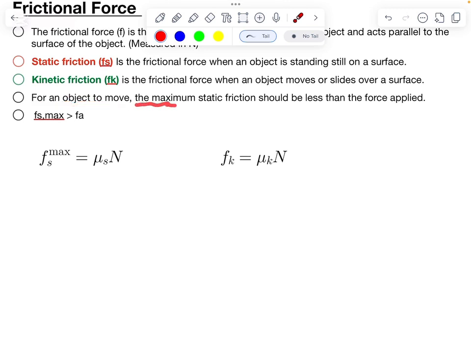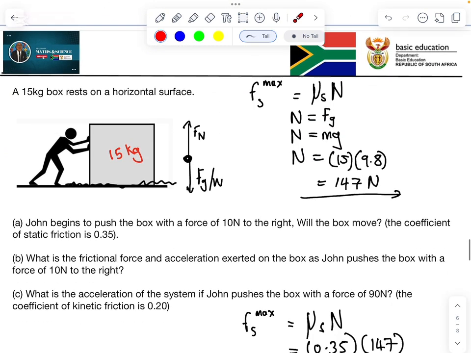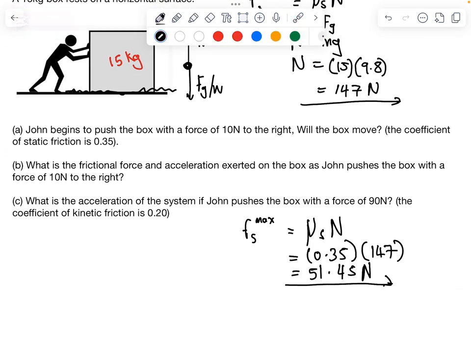If we go back to our notes, for an object to move, the maximum static frictional force should be less than the applied force. In this case, our maximum static frictional force is greater than our force applied, because our force applied is 10 newtons, remember, and our maximum static frictional force is 51.45. So because the maximum static frictional force is greater than the force applied, the object will not move.